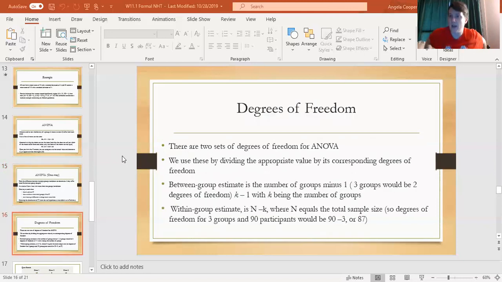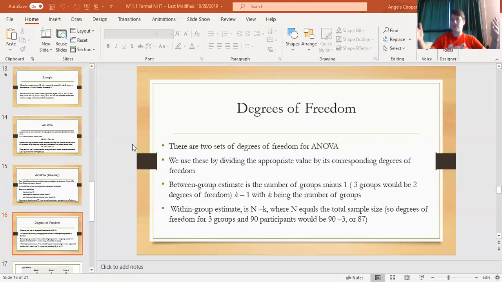But degrees of freedom come up again with ANOVA, as they did with t-tests, except with an ANOVA we have more than two groups now, so it has to go a little differently. With degrees of freedom for ANOVA, we actually have two different sets. We have a between groups estimate and a within groups estimate. We calculate the between groups by taking the total number of groups we have and subtracting 1. So K here represents the number of groups.